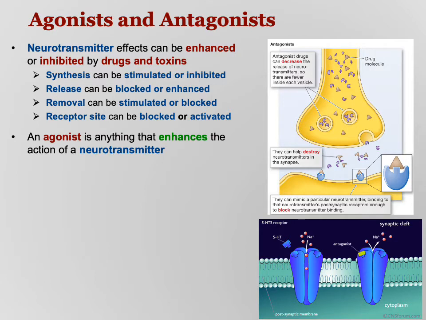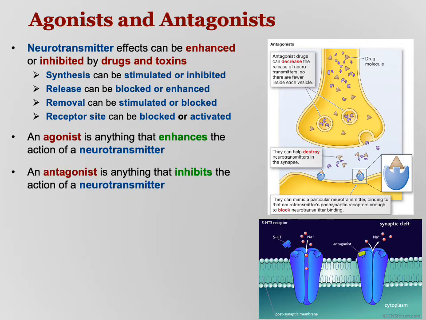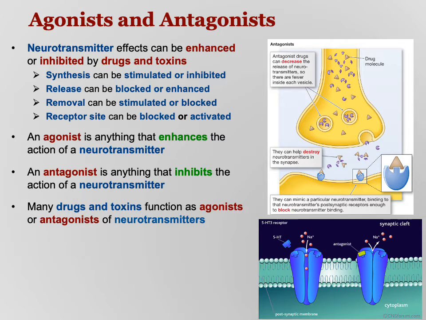So let's make sure we know these words. Agonist is anything that enhances the neurotransmitter. It causes more of an effect of that neurotransmitter. That's what the word agonist means. The word antagonist, A-N-T, against, is anything that inhibits the action of a neurotransmitter. All right? So again, a lot of drugs and toxins function either as agonists of a neurotransmitter, causing more of that neurotransmitter's effect, or they function as antagonists, causing less of that neurotransmitter's effect. Drugs and toxins function as agonists and antagonists.